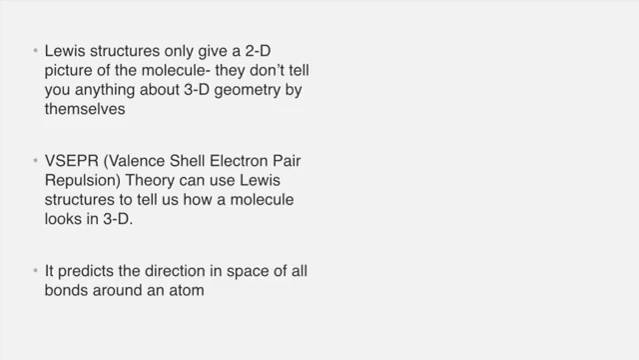VSEPR theory predicts the direction in space of all the bonds around an atom. Here are a couple of examples of 3-dimensional shapes. The top one has sort of a bent shape, whereas the bottom one looks almost like a tripod shape. So VSEPR theory allows you to predict where the bonds are going to be around the molecule.